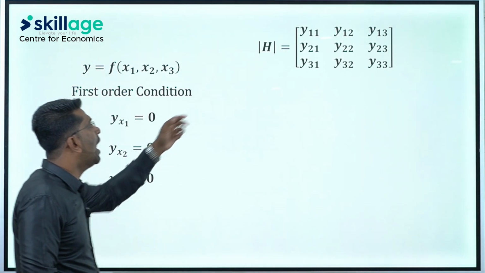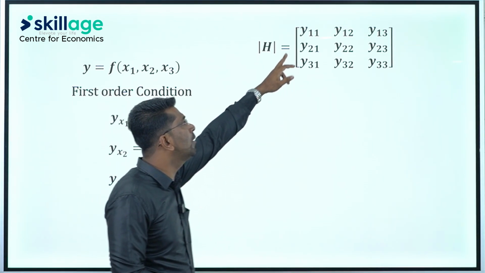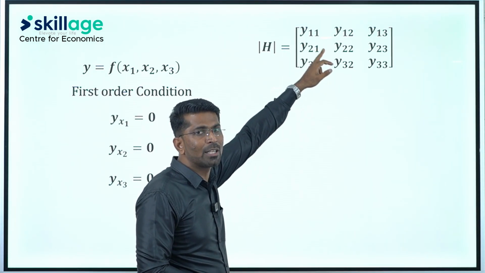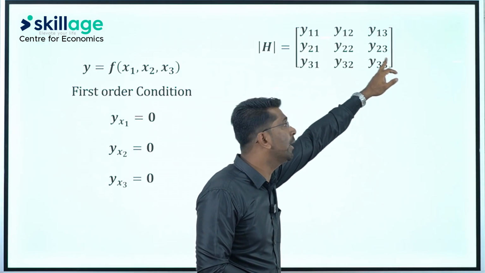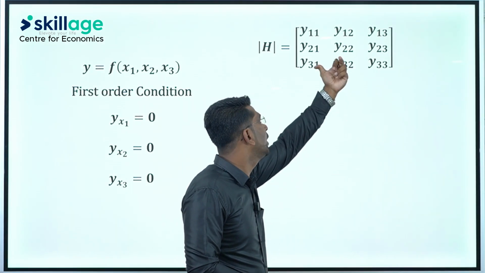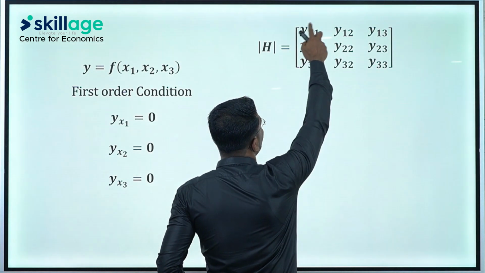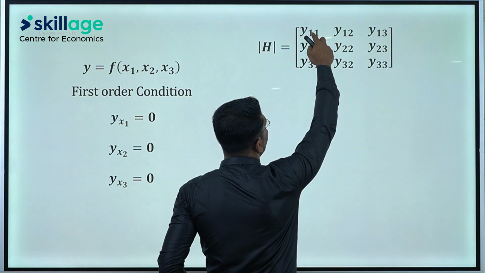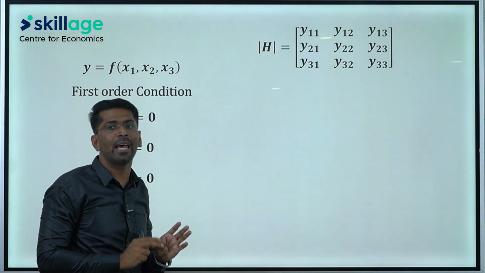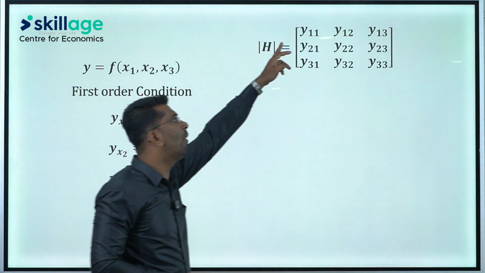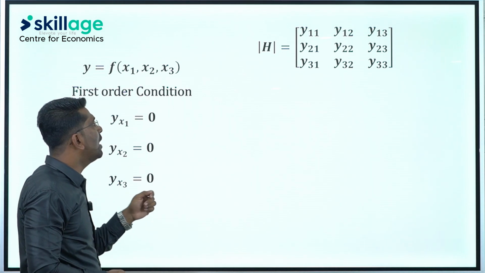Then see, we are going to create a Hessian matrix which is composed of the second order partial derivatives in this particular format: y11, y12, y13, y21, y22, y23, y31, y32, y33. See, in this case, the direct partial derivatives are on the principal diagonal: y11, y22, y33, all these are the direct partial derivatives, taken on the main principal diagonal elements. Okay, so now accordingly we can interpret.